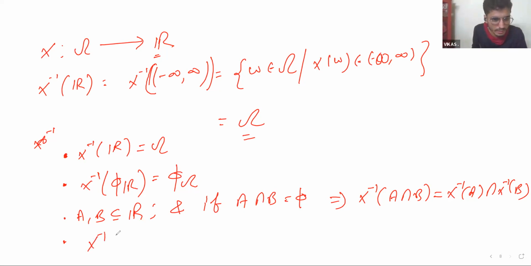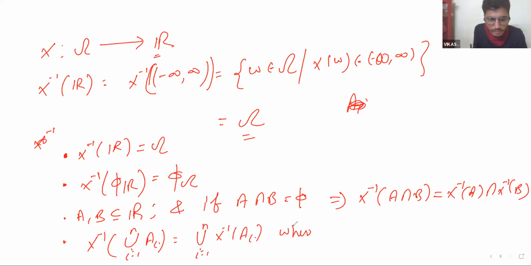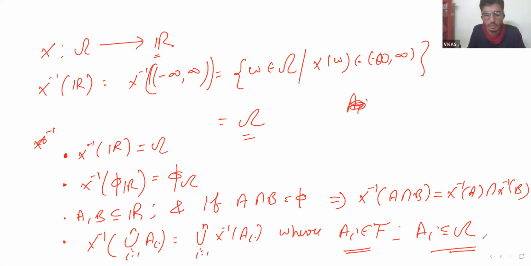So this is a collection of A_i, where A_i, let me write here first, that I am able to write as A_i where A_i belongs to F. A_i belongs to F, or these are the subsets of omega, that is the same thing. Here it is working as an element, here it is working as a subset. So you must understand the difference between these two.